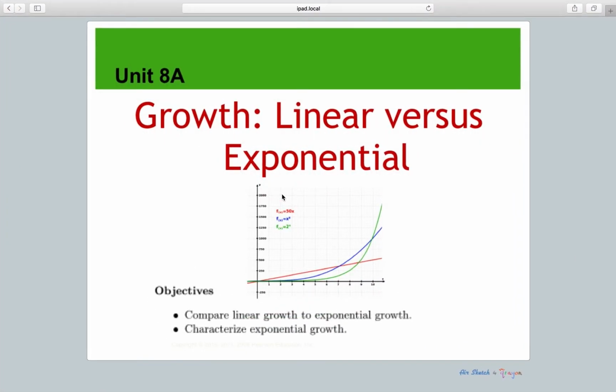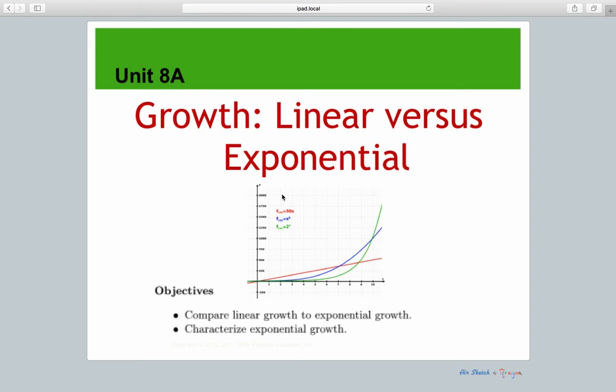Okay, folks, we're into our final unit here. So we're going to start in, this unit is over mathematical modeling. So you've probably been seeing a lot of different mathematical models in the news recently. So it's pretty timely. Today we're going to talk about linear versus exponential growth.